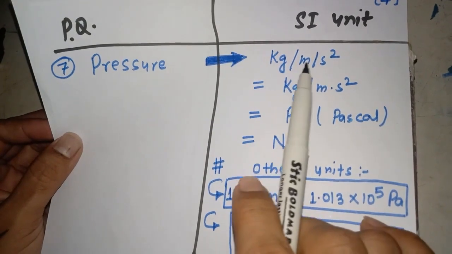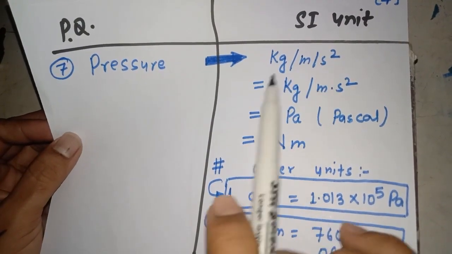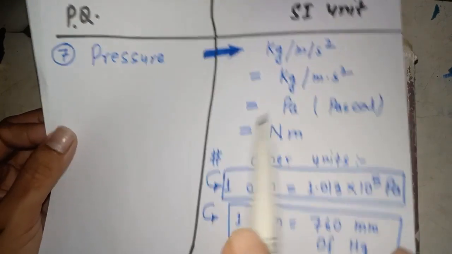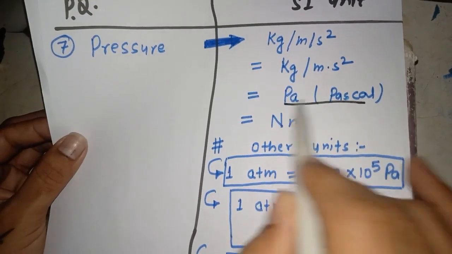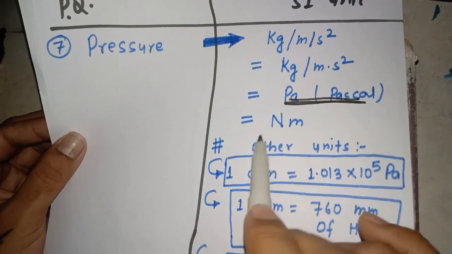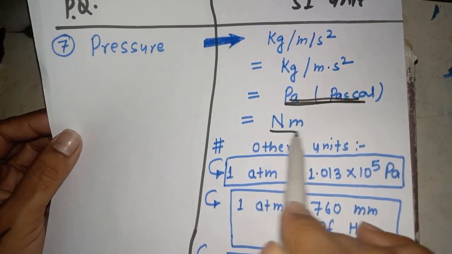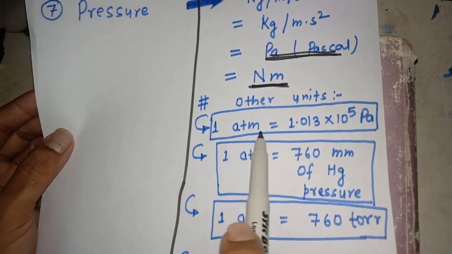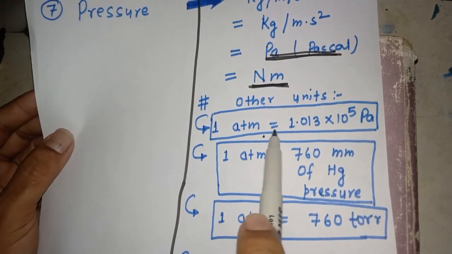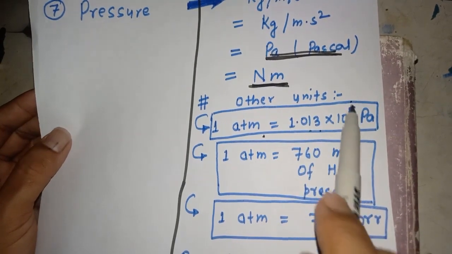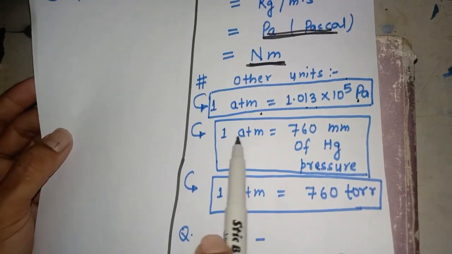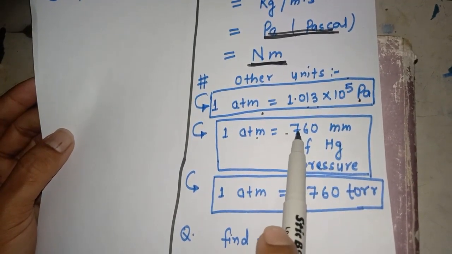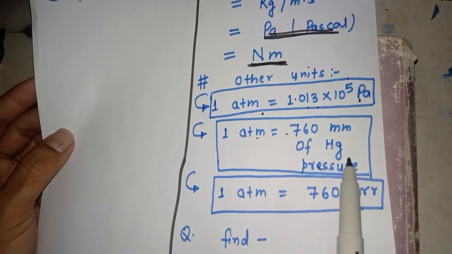Now another physical quantity is pressure. Pressure is measured in kg per meter per second square, or you can write it as kg per meter into second square, and this is also called Pascal. Pascal can also be written as Newton per meter square. Other units are 1 atm, or 1 atmospheric pressure, which is equal to 1.013 into 10 to the power 5 Pascal.